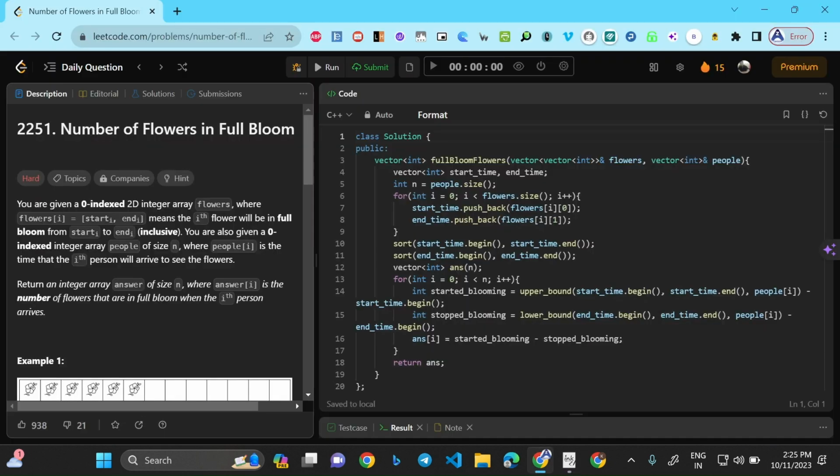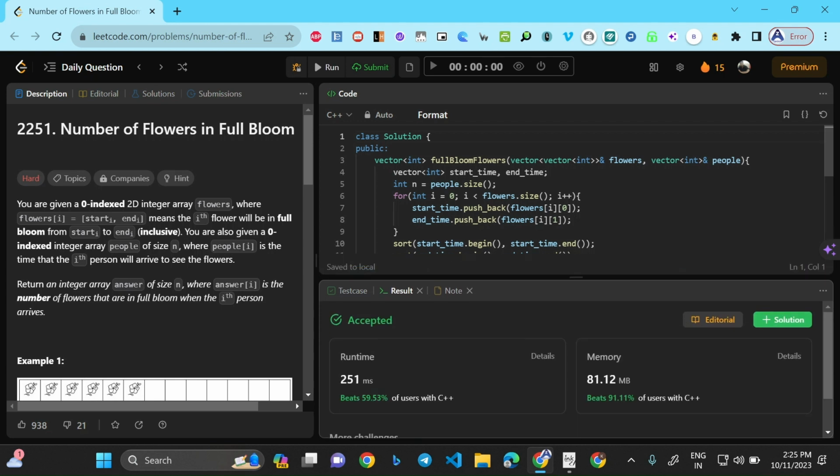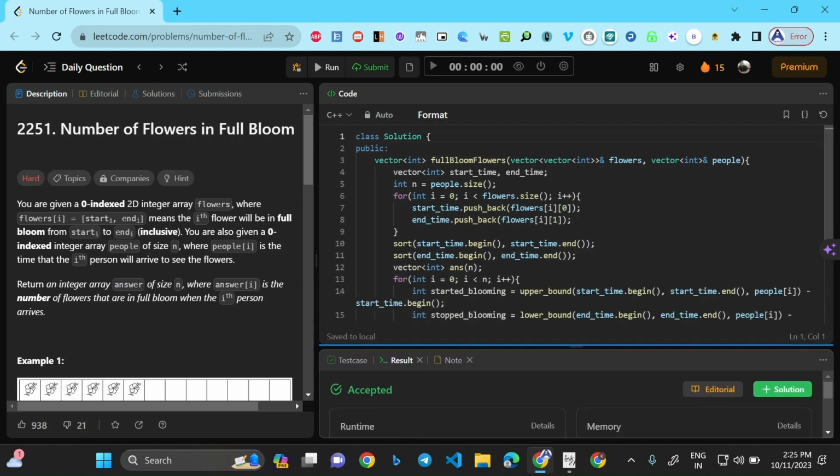And you can even check out this code. I'll even try to submit it and check, for your reference. Okay, accepted, fine. So I hope you people understood the question.